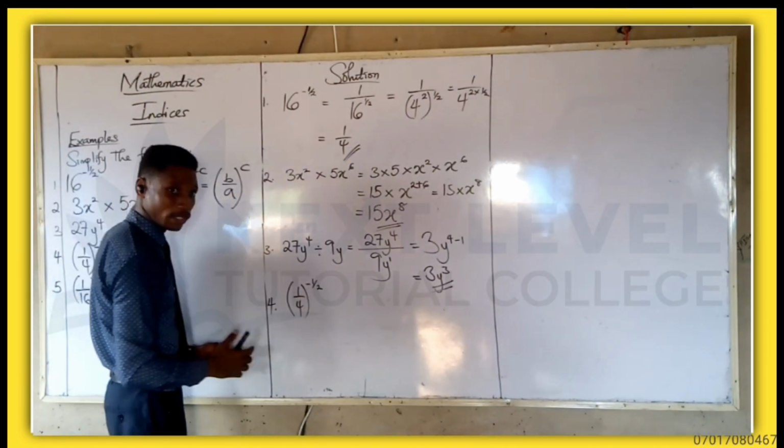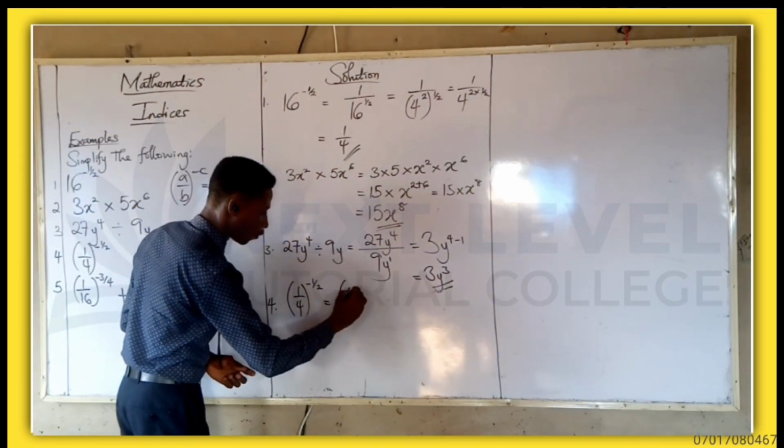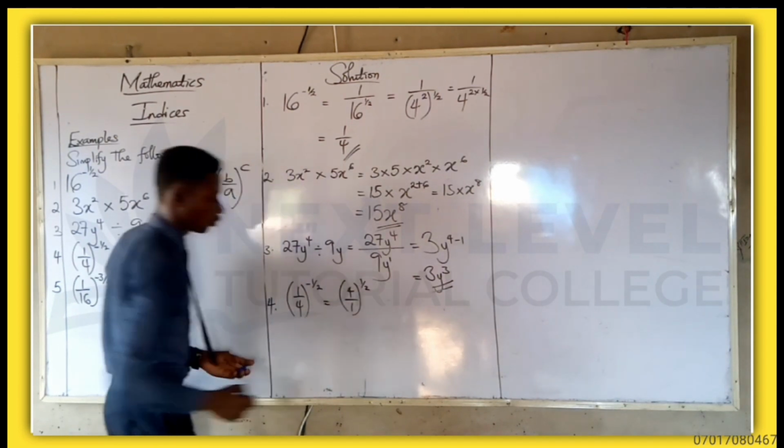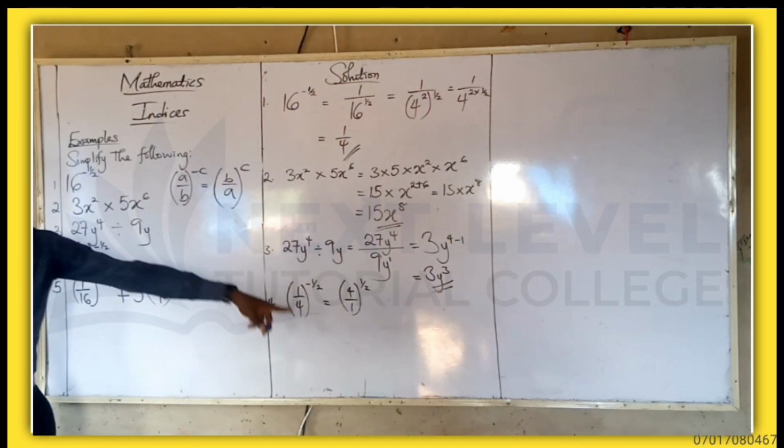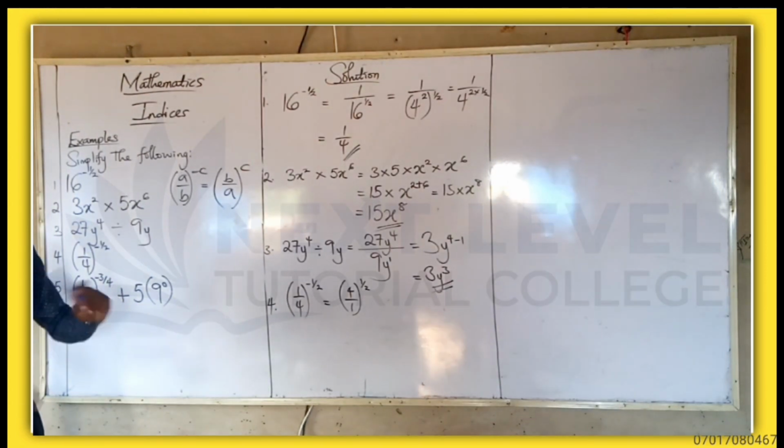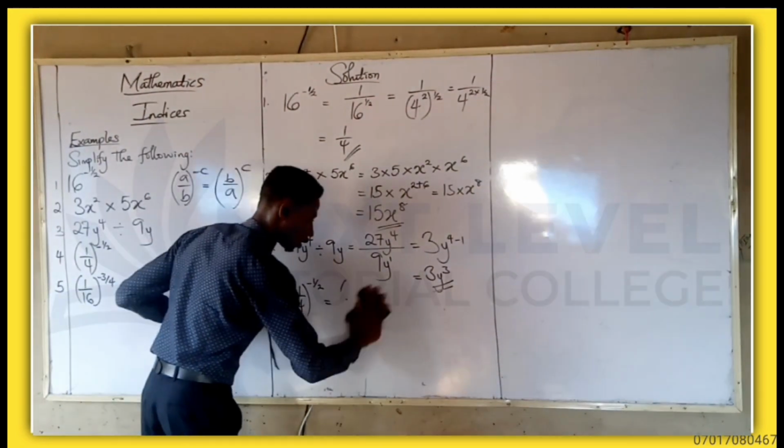Now, I can do the same thing here and just say I have 4 over 1 raised to the power 1 over 2. I hope you get it. Now, if you didn't get it, just go back and check it again to understand. But that's not what I'll do here.